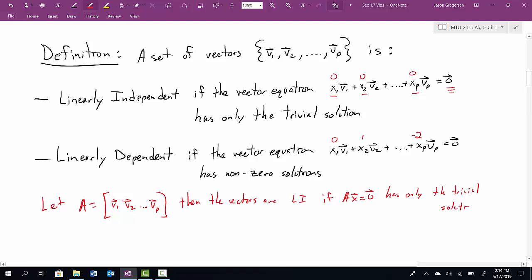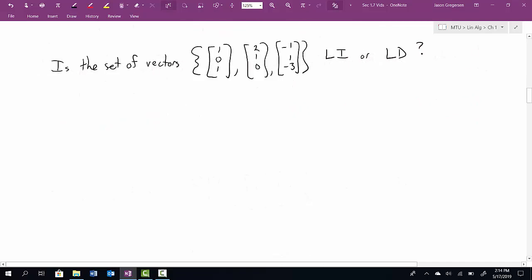So it really doesn't matter if we define this in terms of the vector equation or the associated matrix equation. Now this definition basically tells us how to figure out if they're independent or dependent. What we have to do is figure out how many solutions there are to the homogeneous equation. So let's actually go through that process now. Is a set of vectors independent or dependent? Okay, so what we have to do is solve the homogeneous vector equation. So first I'm going to write out that equation.